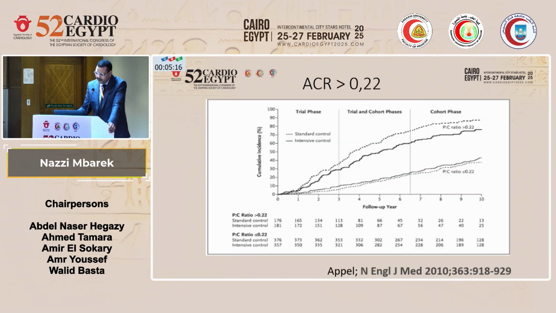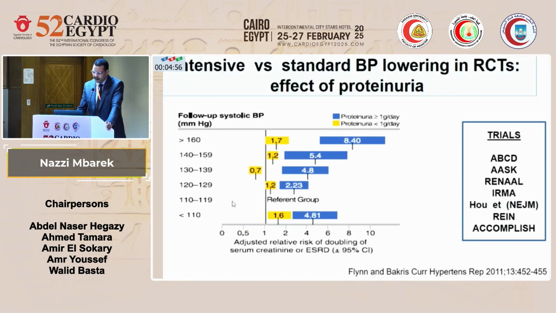So is it proteinuria only? Even the albuminuria to creatinine ratio, whenever it's more than 0.22, the risk is important. So you have to intensify the treatment in order to avoid kidney injury or end-stage renal failure. And there is a summary of 7 or 8 trials which are dealing with proteinuria.